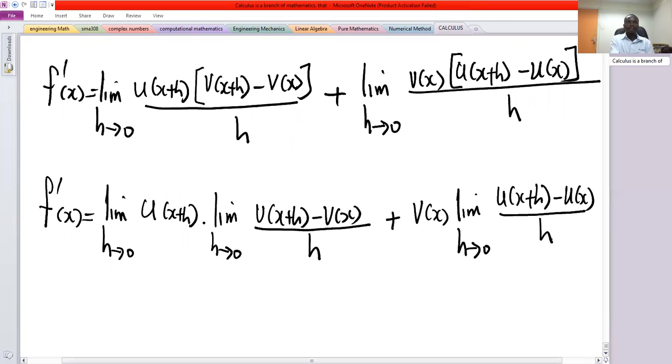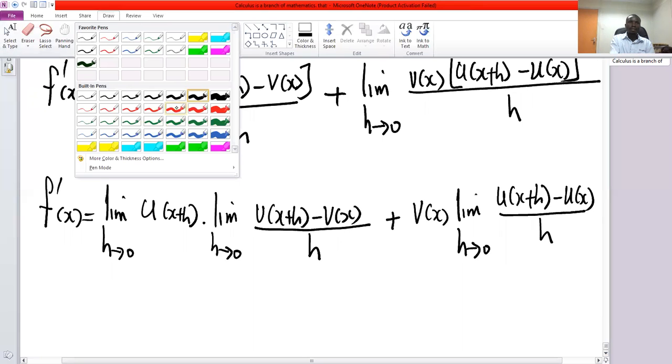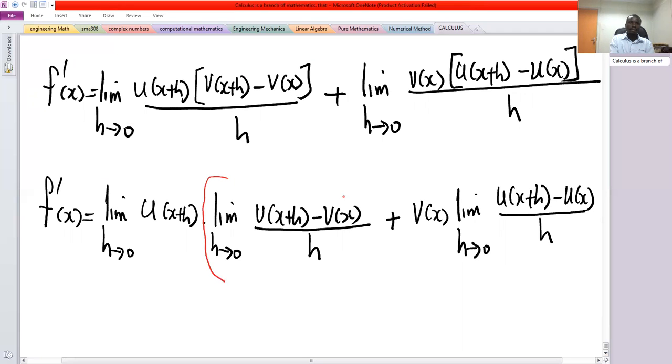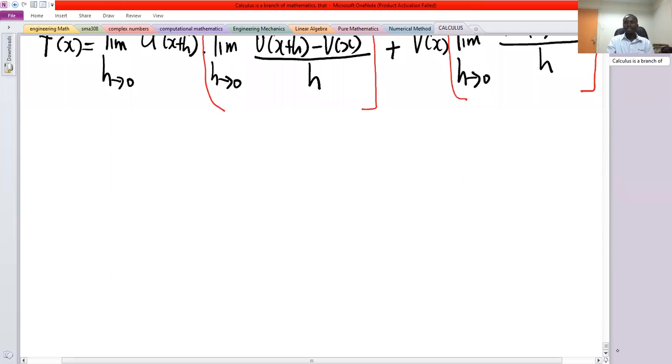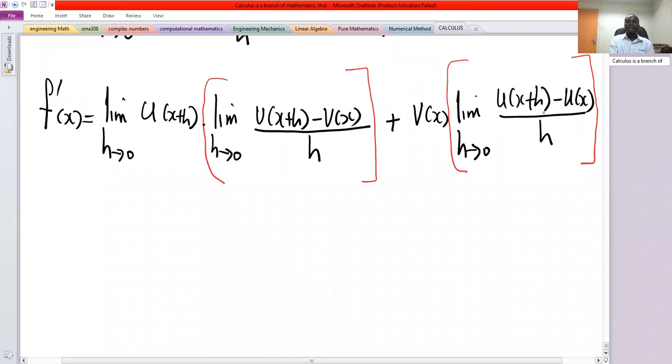And we need to be celebrating because if you check this part and this part, they are actually the definitions of derivatives. The only difference is that here is v and here is u. But remember, the limit as h approaches 0 of f of x plus h minus f of x over h is usually f prime of x. So this expression here is the same as this one. The only difference is that now we have v here and we have u here, but the same thing.